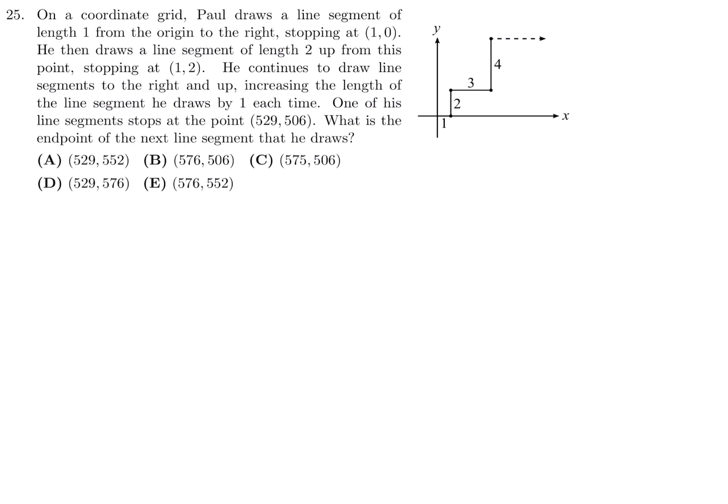On a coordinate grid, Paul draws a line segment of length 1 from the origin to the right, stopping at 1, 0. He then draws a line segment of length 2 up from this point, stopping at 1, 2. He then continues to draw line segments to the right and up, increasing the length of the line segment he draws by 1 each time. One of his line segments stops at point 529, 506. What is the end point of the next line segment that he draws?